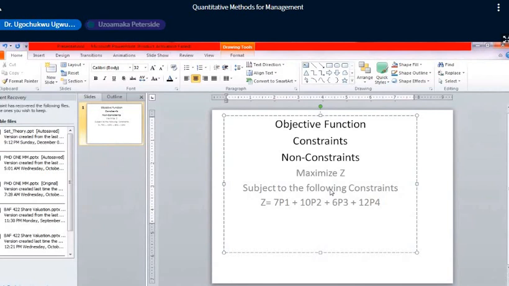What are the things that will now limit you from achieving this objective function? Let us say that for each of these products, P1, P2, P3, and P4, the maximum resources you have to combine to produce them depend on different processes they will have to pass. P1, P2, P3 will have to go through process 1, process 2, and process 3.